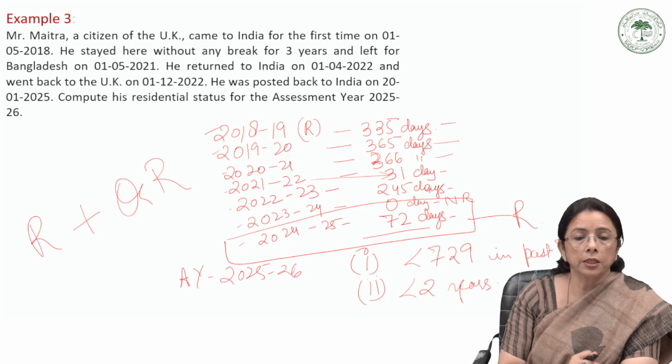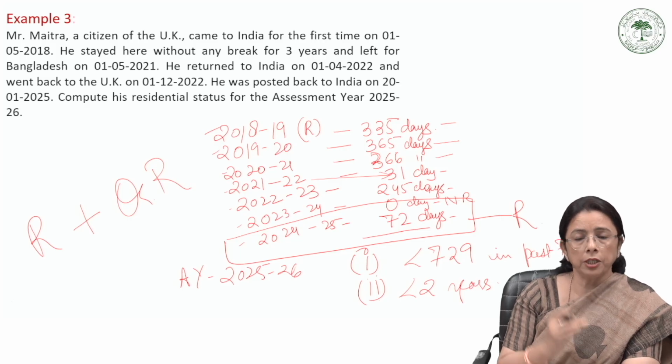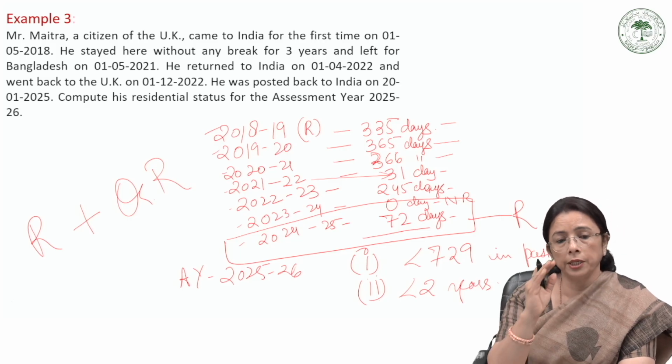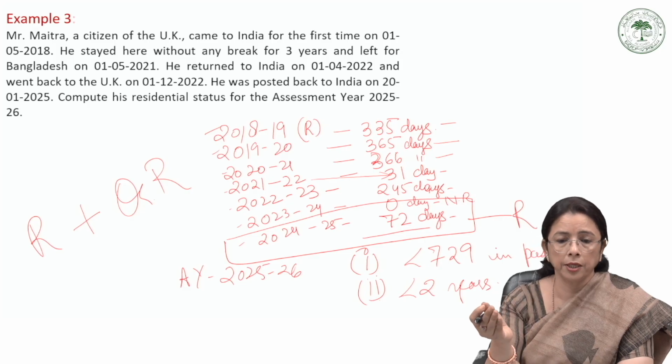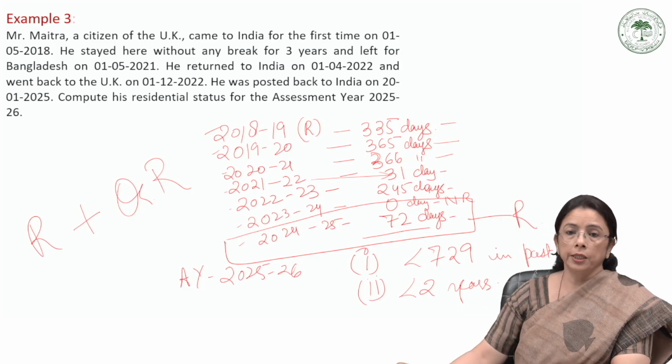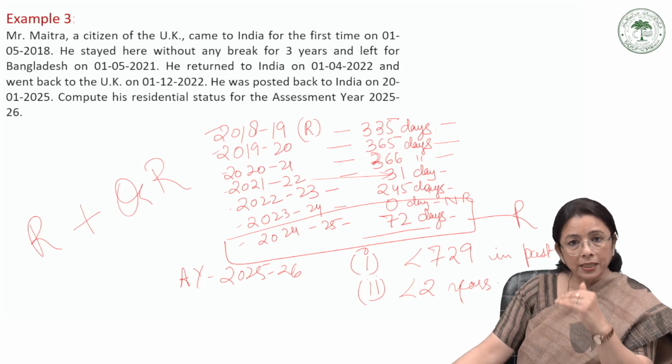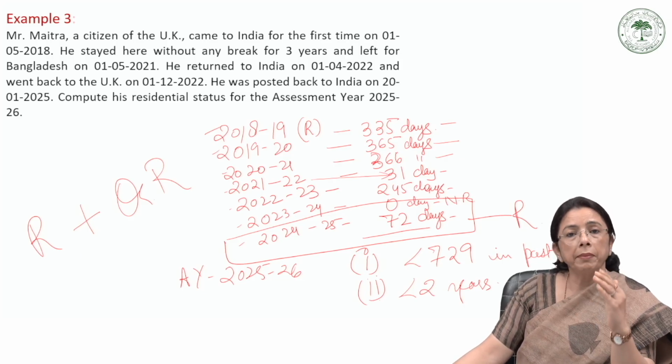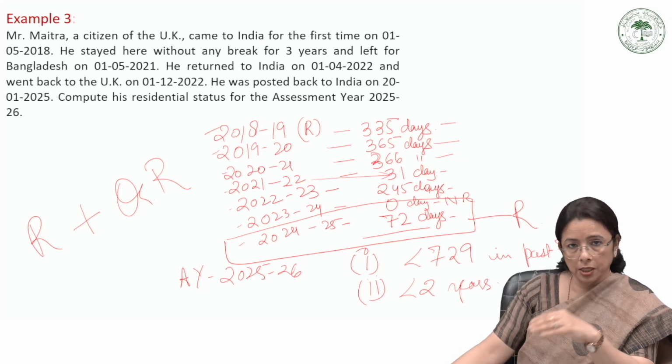I hope this is clear. This is how you calculate the number of days, putting the calendar before you, the day of leaving and the day of joining. So I hope the decision how to decide, taking into consideration the basic and the additional conditions, is clear to all of you.